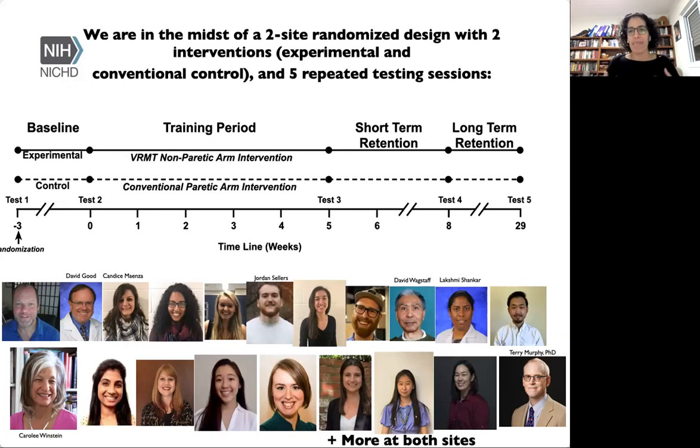I have so many thoughts in my mind. You went really quickly through the clinical implication studies, and I just want to know that I got it right. Are you saying that if we train the unaffected arm, because of the bilateralization of the hemisphere, we can actually affect the affected hemisphere?